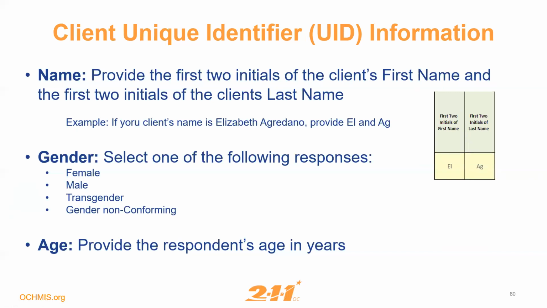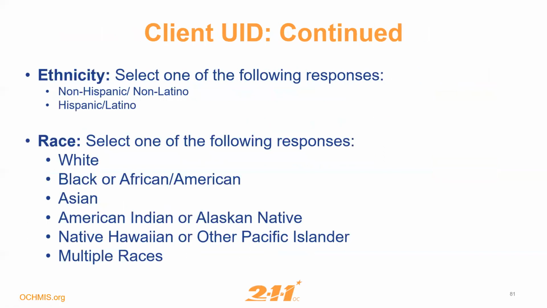Then you are asked to provide the client's gender, and you select one of the following responses: female, male, transgender, or gender nonconforming. Then you are asked to provide the client's age in years, such as 1, 2, 3, or 4, etc. And then continuing on the client UID information section, you are asked to provide the client's ethnicity. So you will select one of the following responses, either non-Hispanic, non-Latino, or Hispanic Latino.